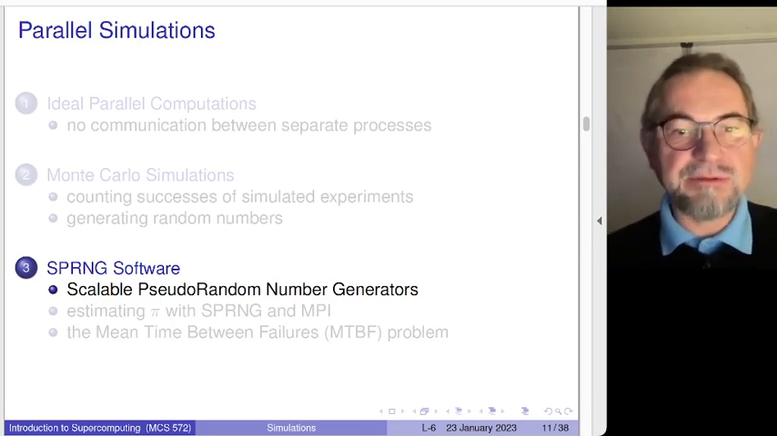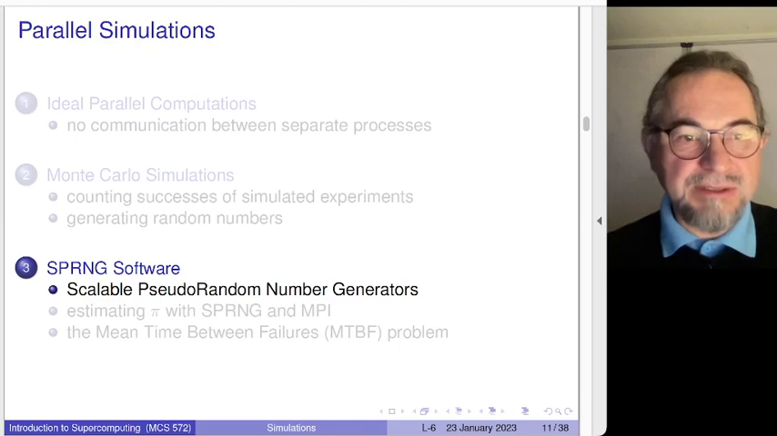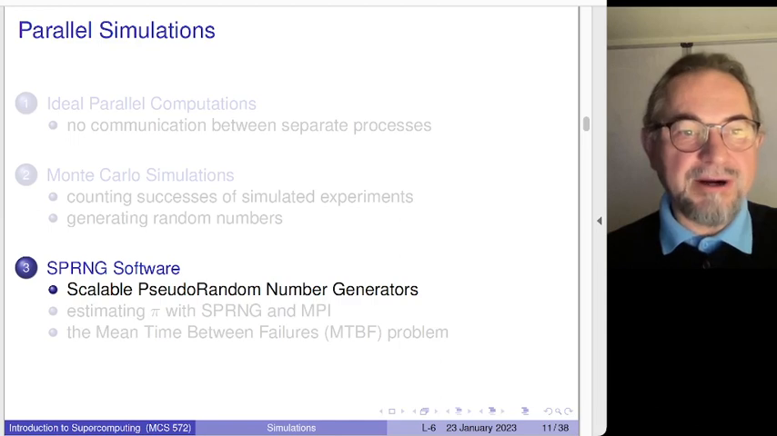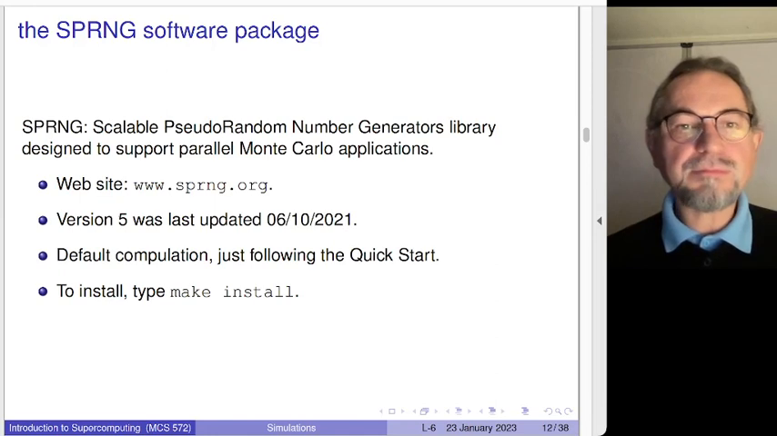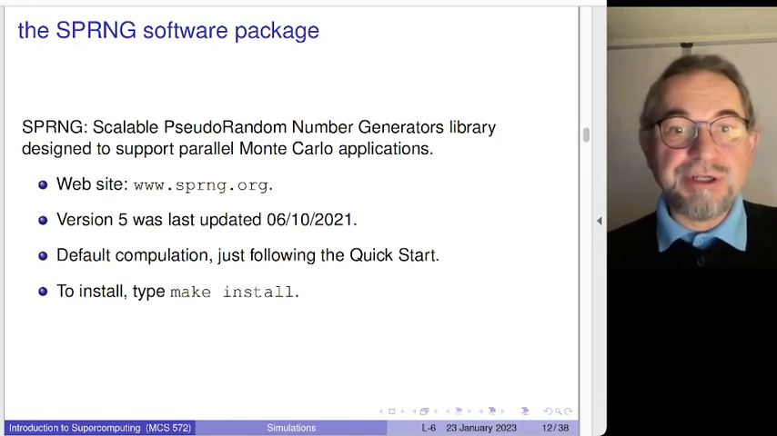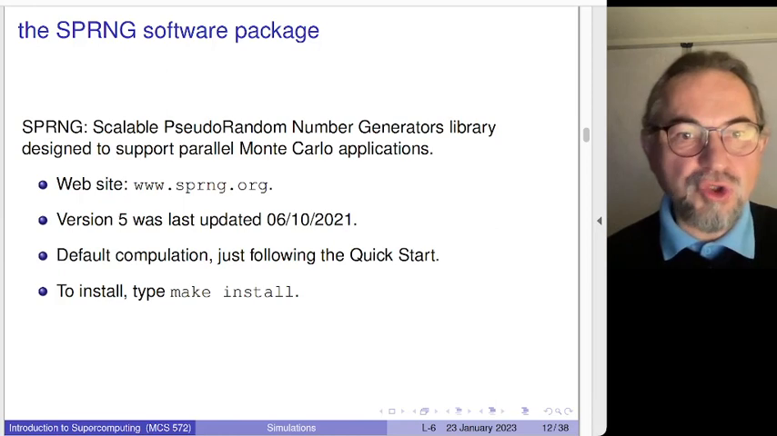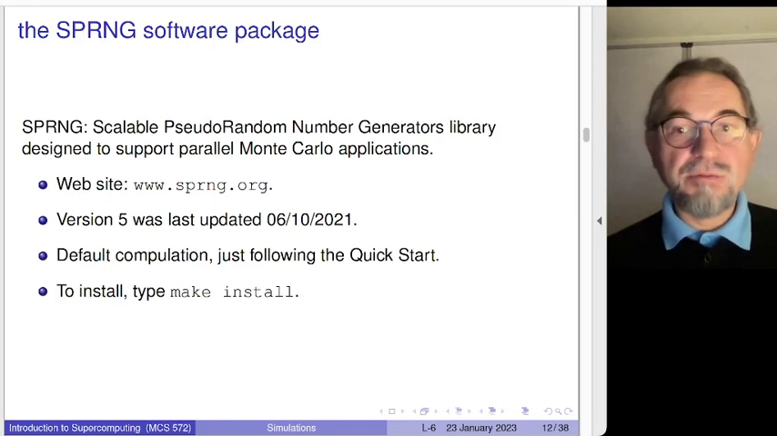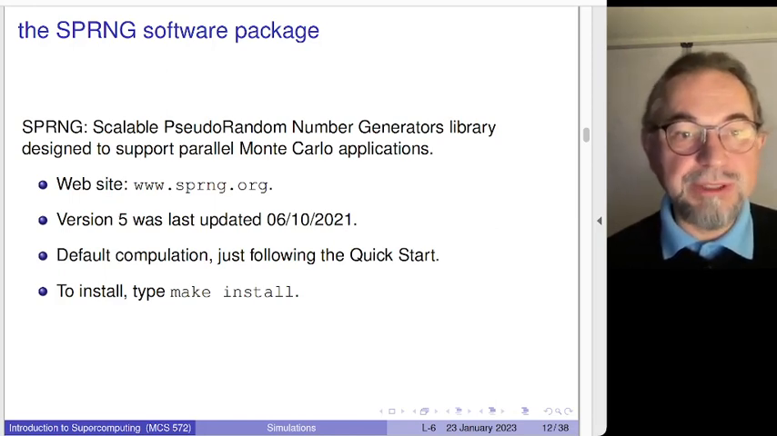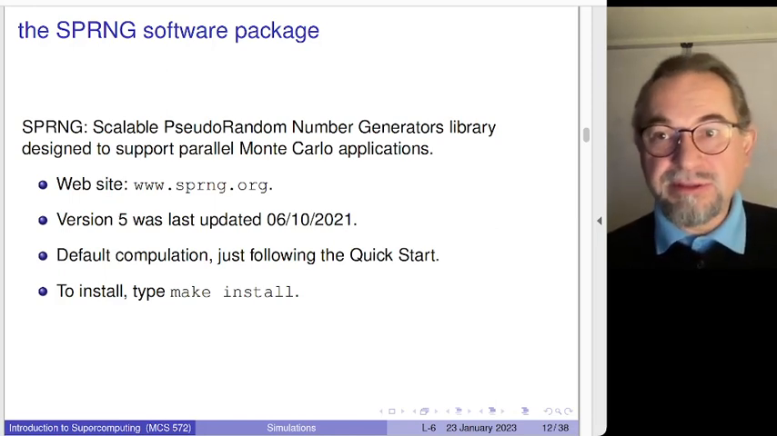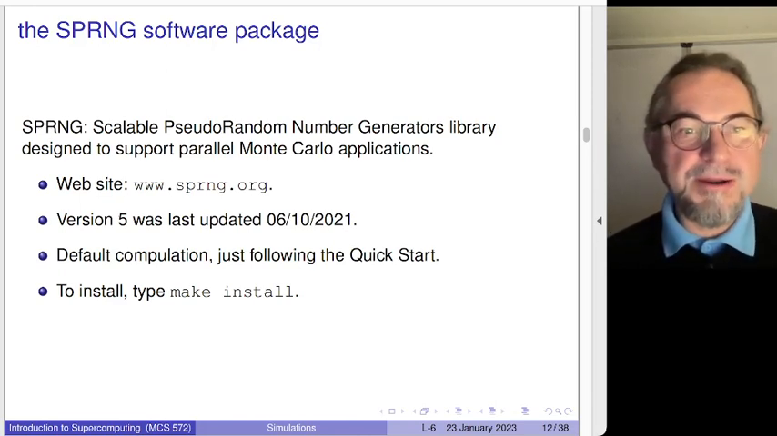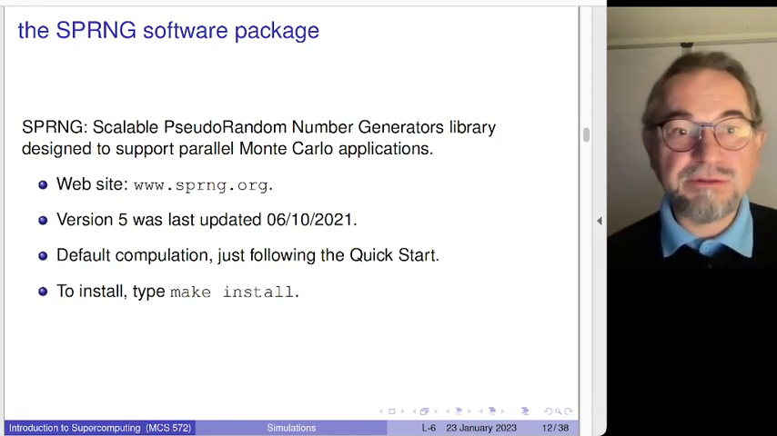So there is software out there. I will present the SPRNG library. SPRNG stands for Scalable PseudoRandom Number Generators. This is a package which is most likely already 20 years old, but it's still updated. Version 5 was updated less than 2 years ago. I installed it today on my new M1 MacBook, and everything worked very fine.